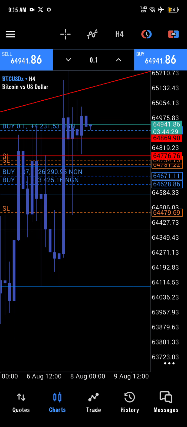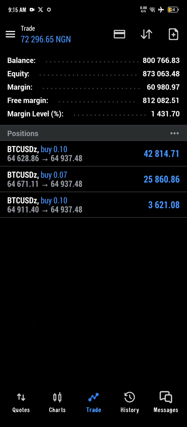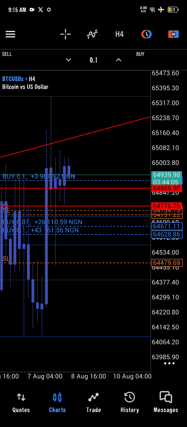You understand? Now you can see I'm on three positions. You can see my balance is around 800,000 naira. So how I go about my risk management is I have something called a hard stop loss. A hard stop loss is the max amount of money I'm willing to lose on a trade setup or a trade idea.